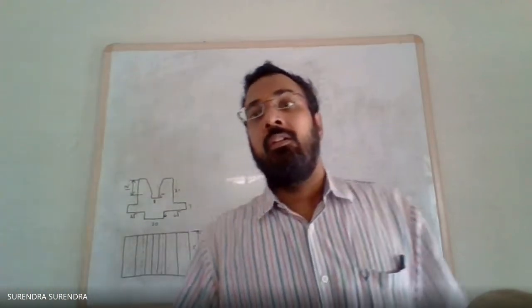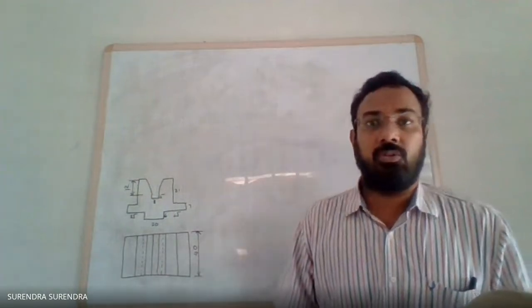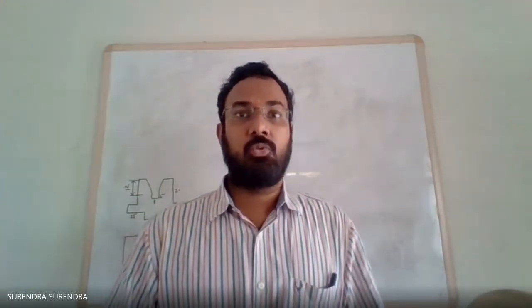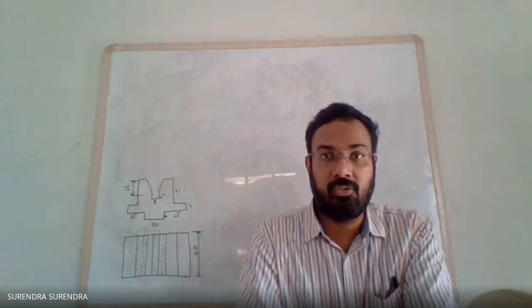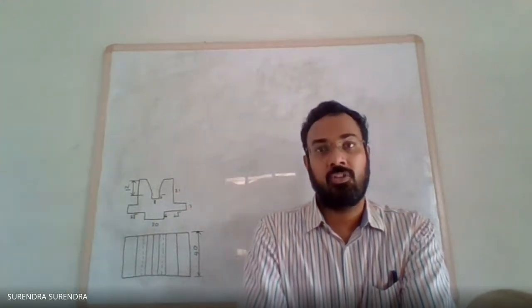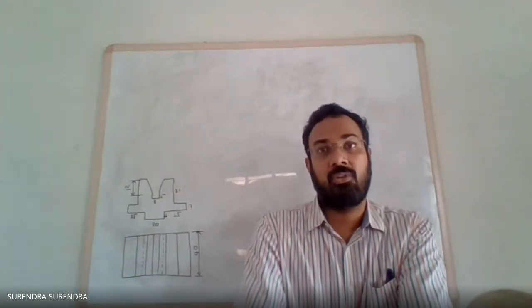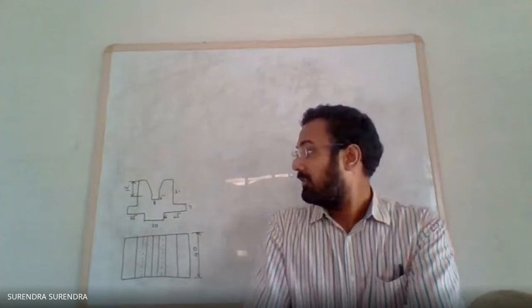So the front view and top view are given, and the side view is not given. There is no rule that all three views must be given. Only two or three views may be given. So in this problem, they have given only the front view and top view of the component and are asking us to draw the isometric view. Looking at these two, we have to draw the isometric view of the component.